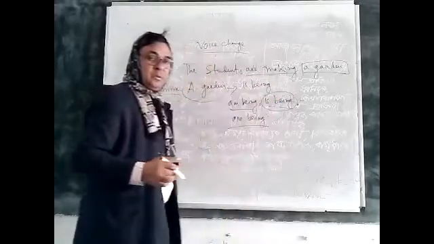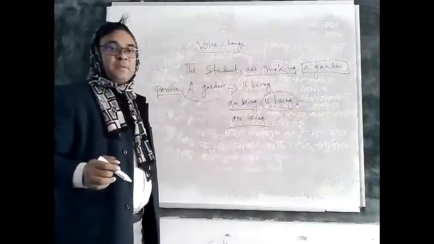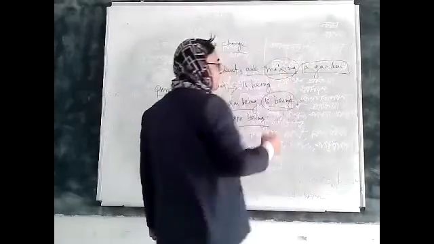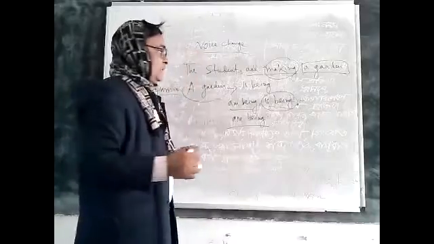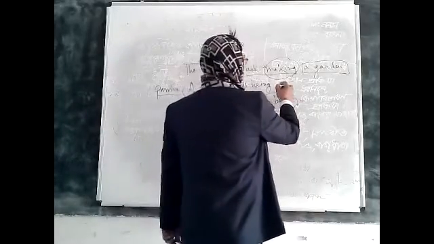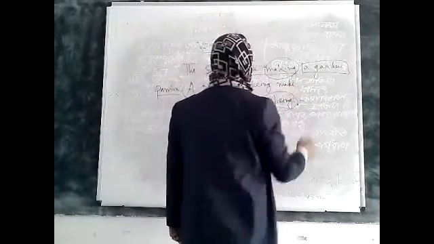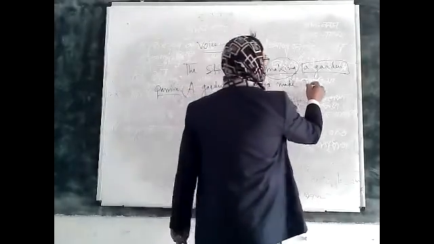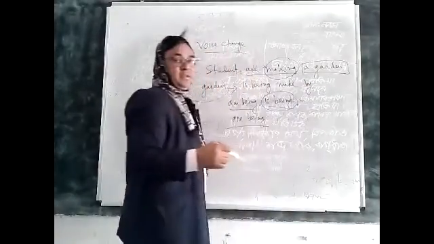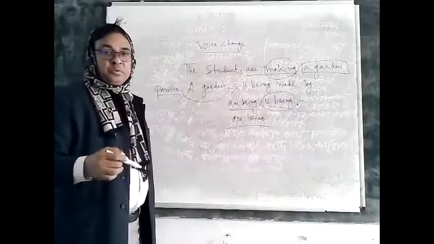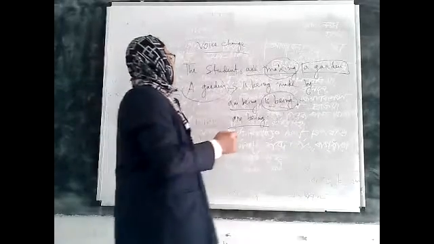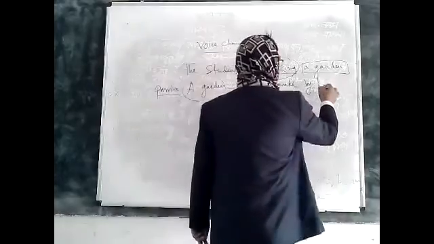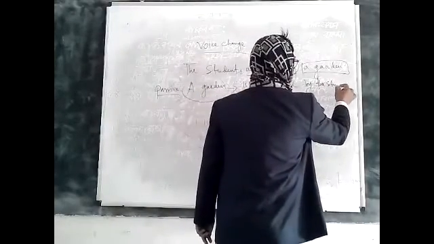According to the rule, we have to write the past participle form of the main verb. Our main verb is make, isn't it? The past participle form is made. Then we write prepositions, generally by. So a garden is being made by the students.